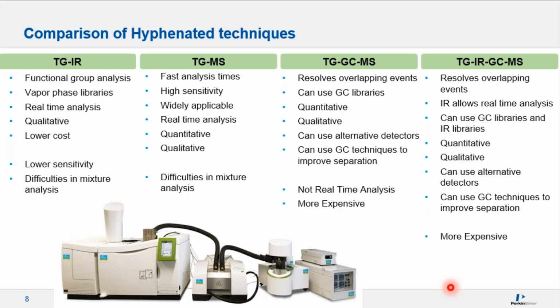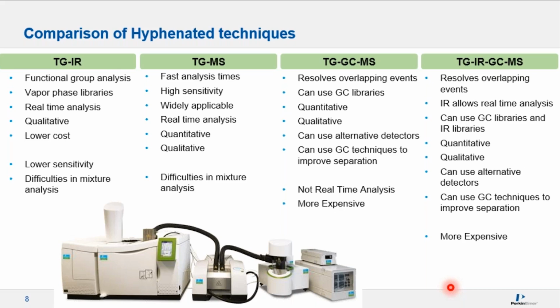So using TGA, we get thermal degradation, weight loss events, and then the chemical information we get from FTIR, functional group analysis. The FTIR spectra essentially gives us a molecular fingerprint of the vapor phase sample. One of the main benefits here is this is a real-time analysis. We can continuously collect spectra throughout the entire TGA temperature ramp experiment. As soon as those evolved gases are coming off of the sample, they're being transferred to the FTIR, and we're getting a real-time data feed.